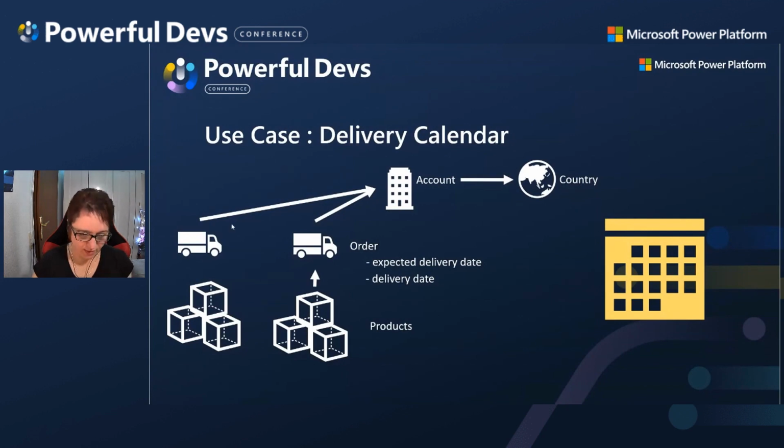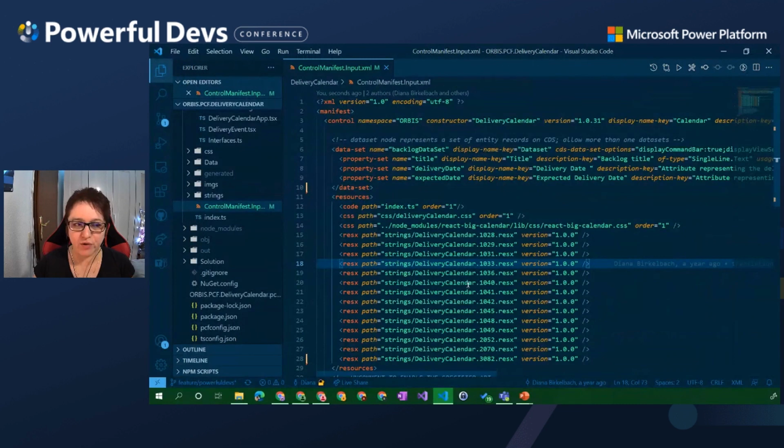Okay, just a few words about how I've made this PCF. Really, really short. So about the manifest, that's the first point to have a look at when you look at a PCF. We have a data set, and I've set free some display command bar and some other properties. I have the three property sets that I've defined for my PCF.